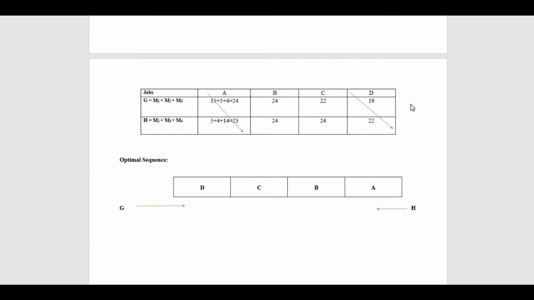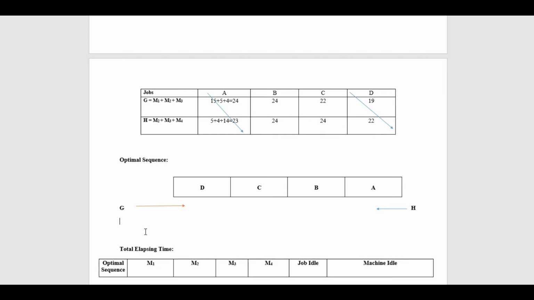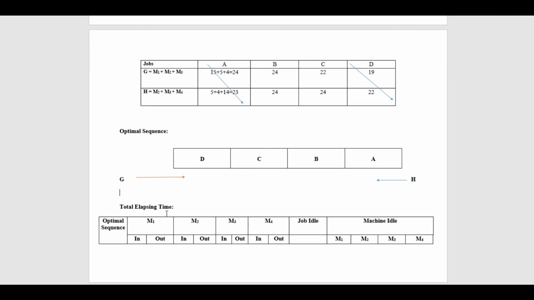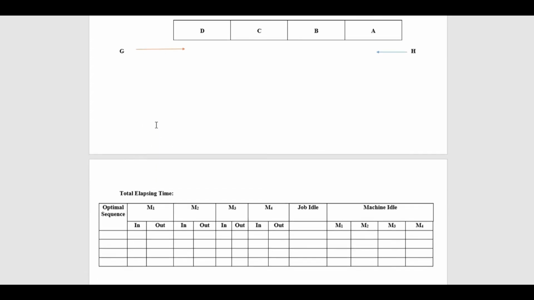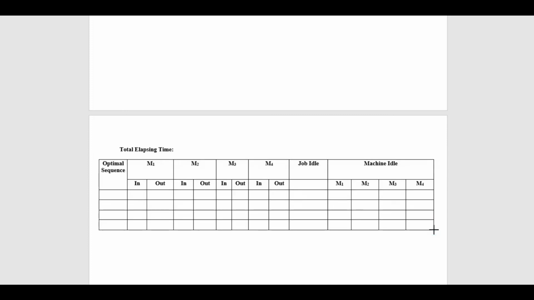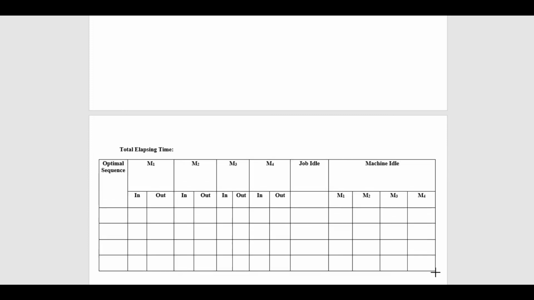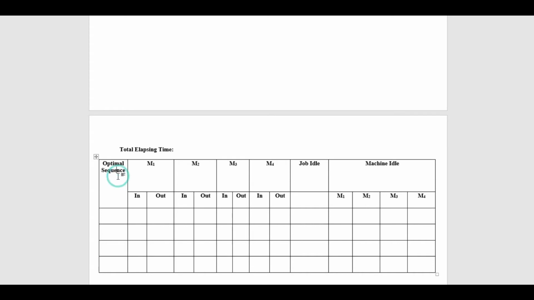So this is how we have to find out the optimal sequence. Then we have to find out the total elapsed time. To find the total elapsed time, make a table like this. First is the optimal sequence. Then we fill up the processing times of individual machines, and in addition I'm going to find out the job idle time and the machine idle time.